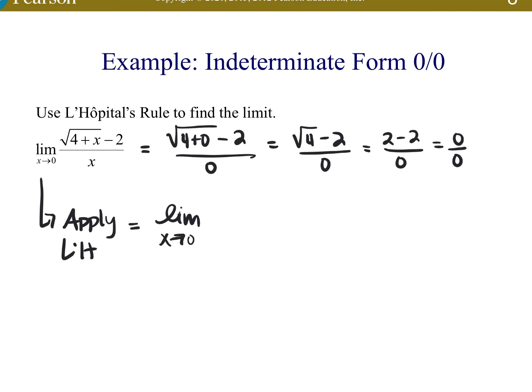Okay, and then we take the derivative. All right, what is the derivative of rad 4 plus x minus 2? How do I take the derivative of that? 1/2, parentheses, 4 plus x to the negative 1/2 times the chain rule, 1. Okay, minus, technically, what is the derivative of 2? 0. And what is the derivative of the denominator? 1. Okay, I can clean this up.